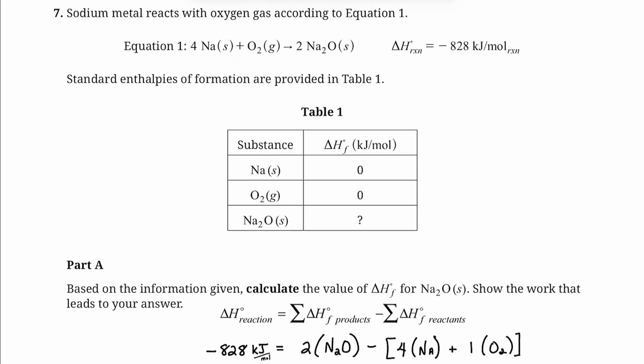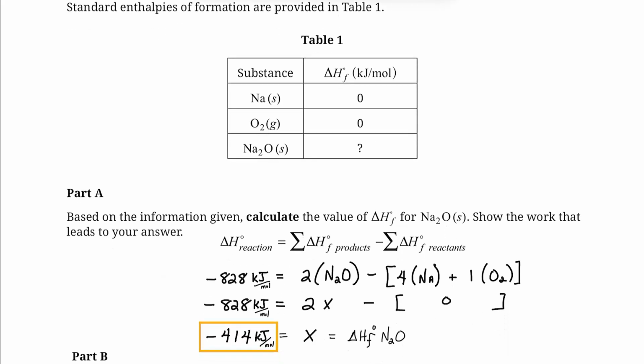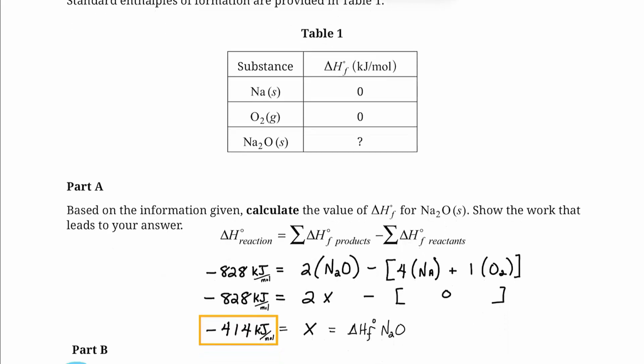And so part A reads, based on the information given in this table, calculate the value of the heat of formation for sodium oxide. Classic AP problem. If you've done your work here, you should have seen this before. So if you haven't, we're here to learn. So in this question here, I gave you the equation for how heats of formation can be totaled up to get the overall delta H of the reaction.